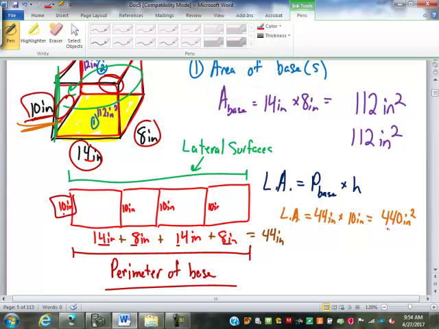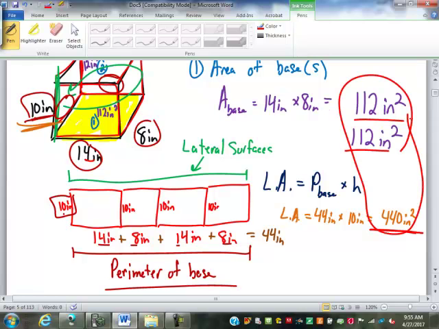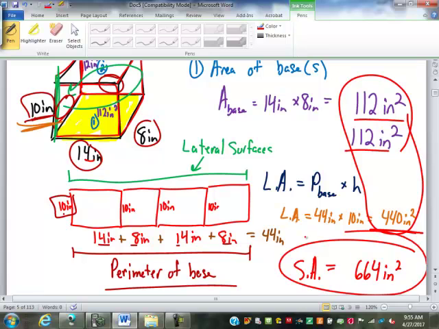So our total surface area is that number added to the area of the bases. So we add those all up, we get 664 inches squared. That is my surface area, my total surface area for that figure.